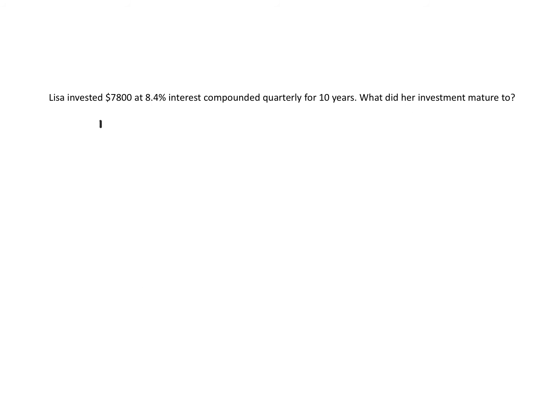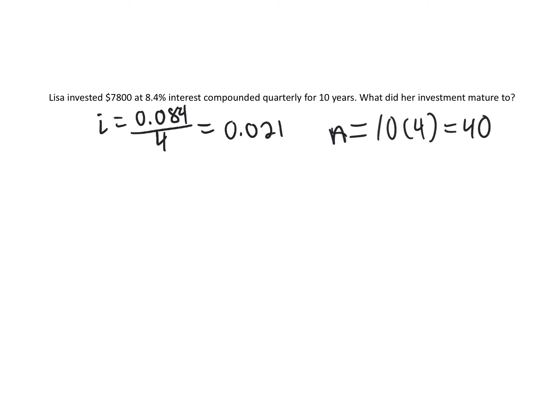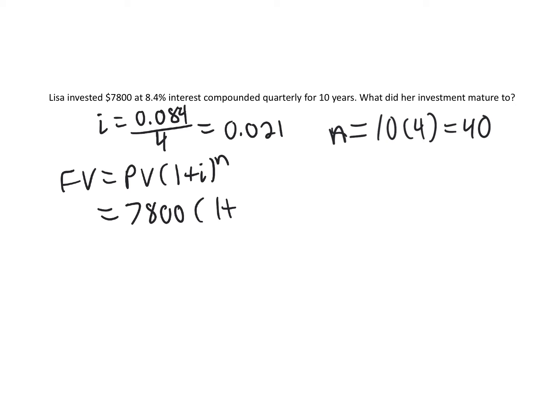Question 2, again, let's start with I. We have 8.4%, so 0.084. Compounded quarterly, there's 4 quarters in a year. This is 0.021. N, we have 10 years, times 4 quarters is 40. So FV equals PV, 1 plus I to the N. Future value equals 7,800, 1 plus 0.021 to the 40, and we get about 17,911.18.